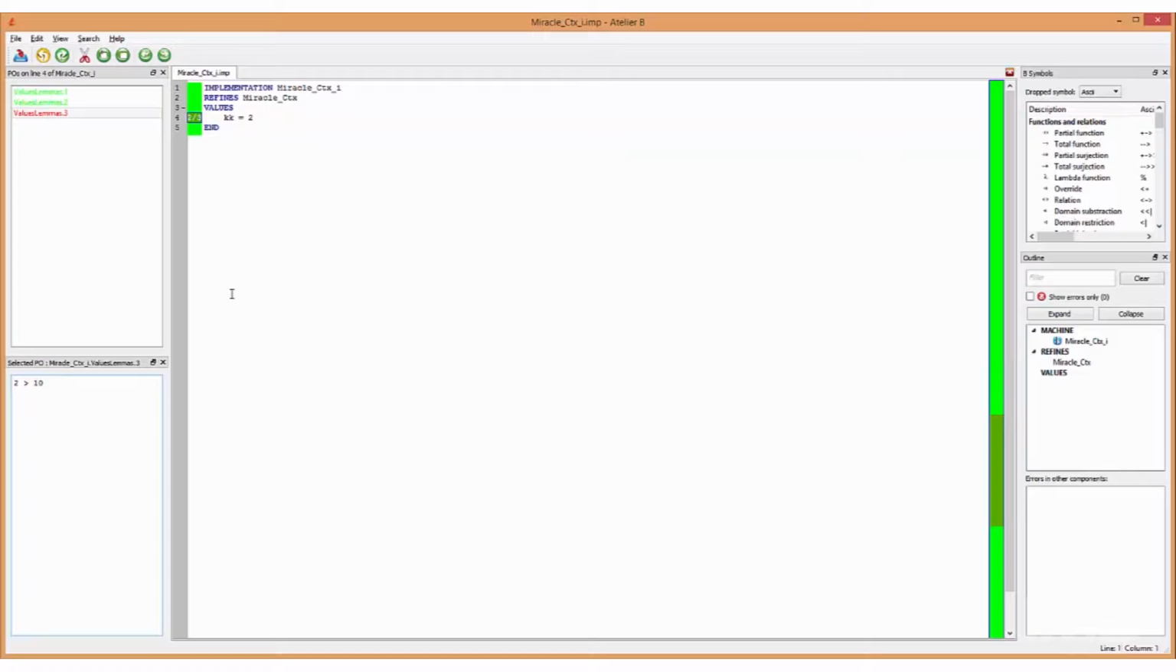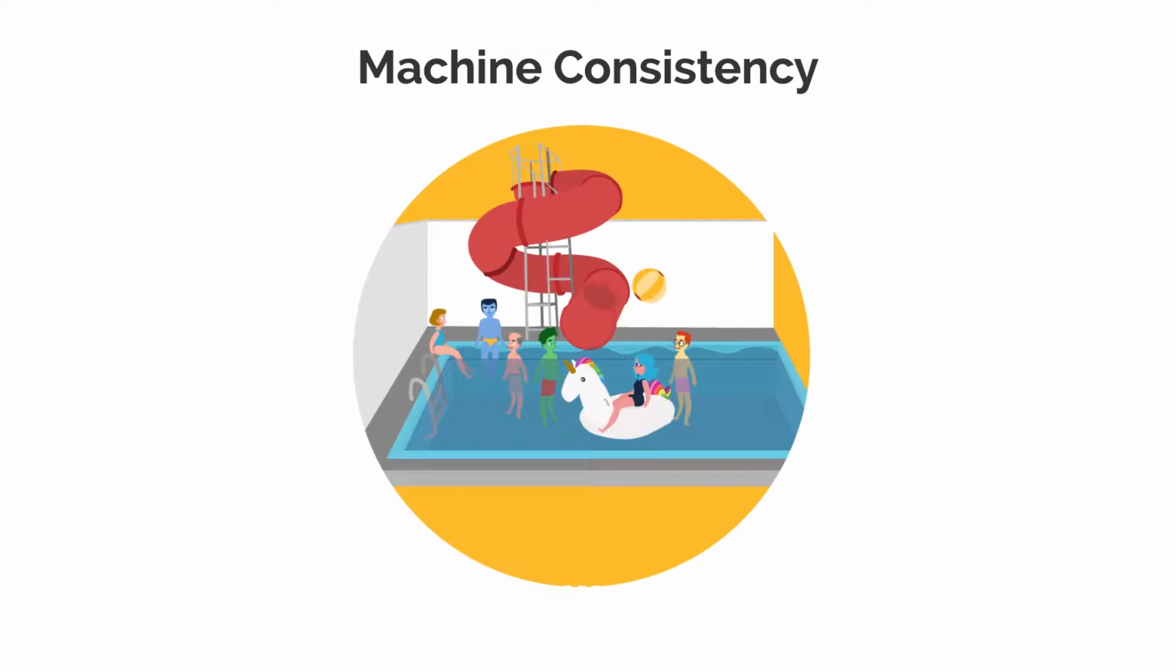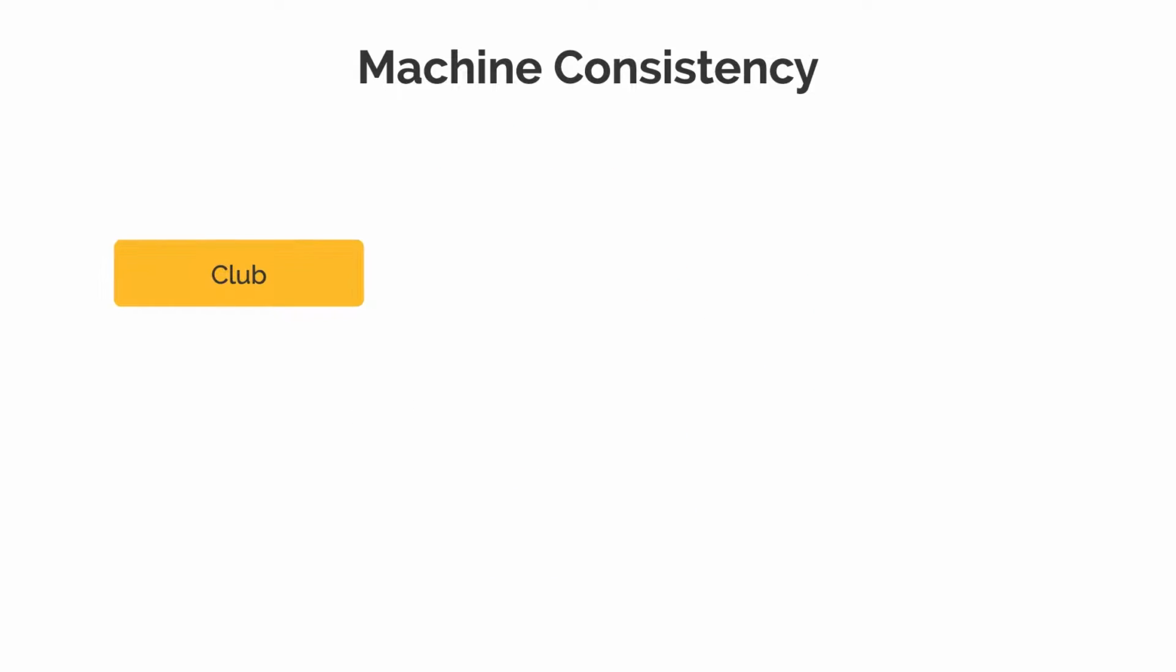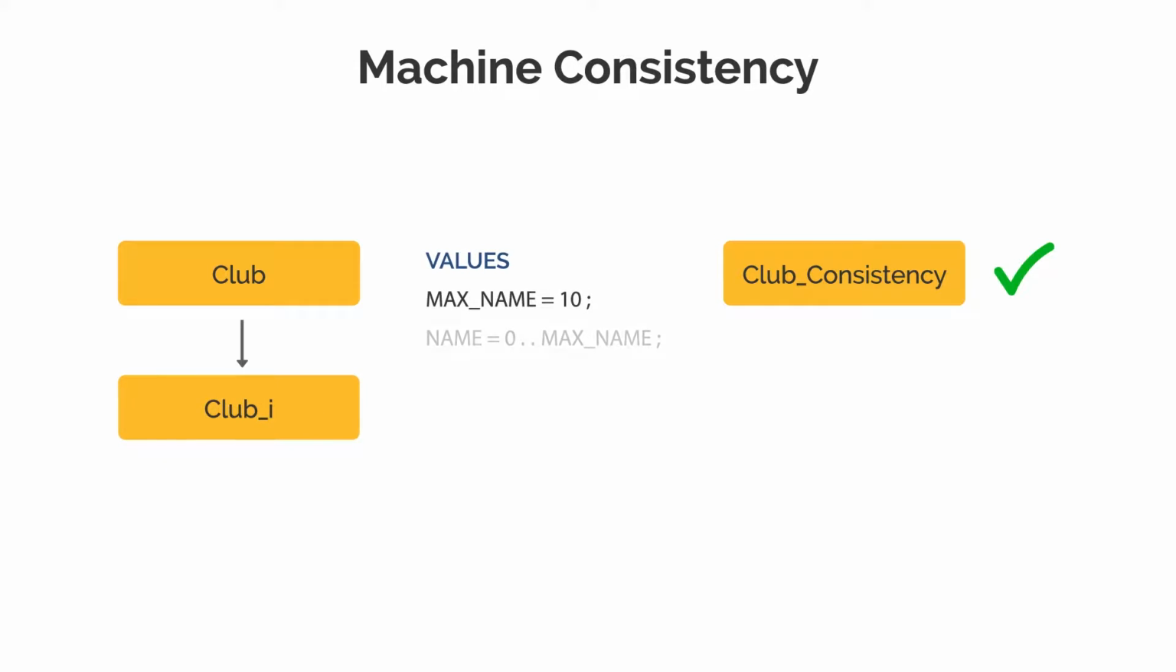So we will not be able to prove the consistency of this machine because, of course, 2 is not greater than 10. In our club example, if we decide to use the assertions clause, we would have the club machine, as we just saw, but then we would have to define a club consistency machine with the assertions in the format we just described. We would then have to prove that the club consistency machine is consistent, and only then would we be allowed to implement the club machine to make further developments.